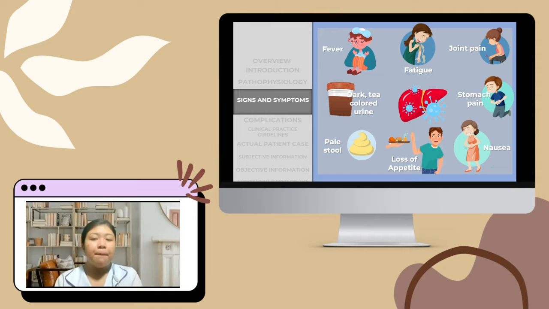Loss of appetite, pale stool, which is because of the bilirubin. Kasi 'di ba, yung bilirubin, sila ay normally na nasisikret sa intestine natin. So, bali ang nangyayari, hindi nila nagagawang makapasok sa intestine natin, kaya nagkakaroon ng pale stool. Next is, or lastly, is the dark tea colored urine or yung dark yung kulay ng ihi natin.